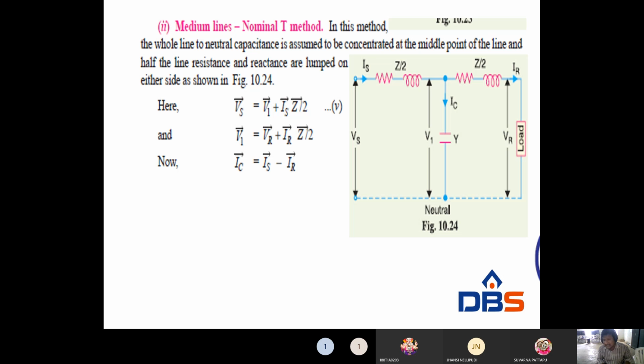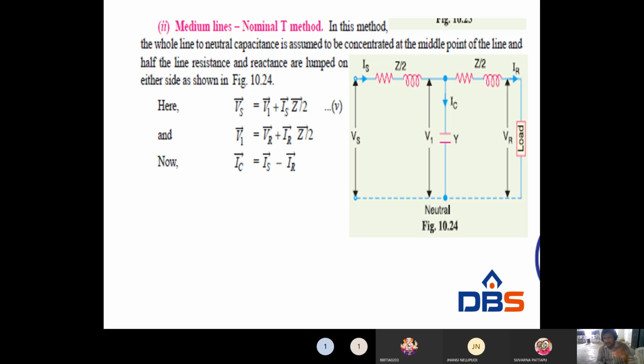That's why sending end current is equal to receiving end current, and then we have to apply the KVL. Vs is equal to VR plus IR Z. By comparing that with the generalized constants, we get the ABCD constants of the short transmission line: A is equal to D is equal to 1, B is equal to Z, C is equal to 0.